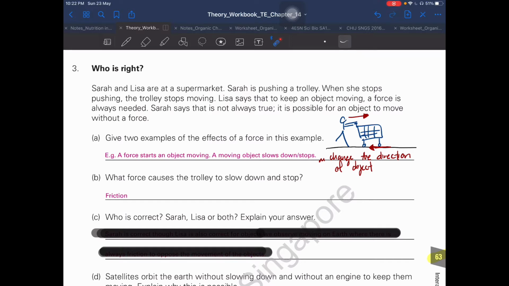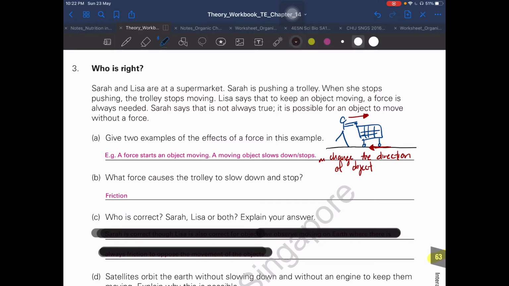In this example, there's a pushing force that's moving the trolley forward, but there's also a friction force that's slowing it down. So that's why when Sarah stops pushing, the trolley will eventually stop moving, because friction will be there opposing the motion of the trolley. You can also state that one of the effects of force is that it can change the direction of the object. As she's pushing around and navigating throughout the supermarket, the trolley will move in different directions. So what's the force that causes the trolley to slow down and stop? It is friction. This one is quite straightforward.